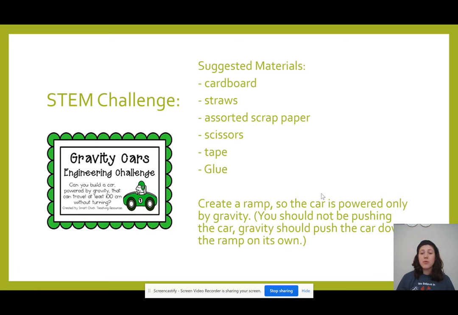You also want to make sure that you create a ramp so that the car is only powered by gravity. You should not be pushing the car when you let go of it. Gravity should push the car down the ramp on its own. You're going to see the next slide that I was able to create a ramp using a box and a cookbook. But let's say you have a flat piece of wood out in your garage, that would be great to use, or anything else that can make an incline.